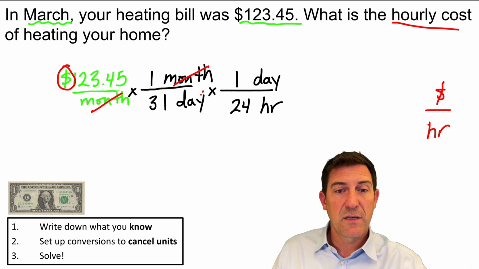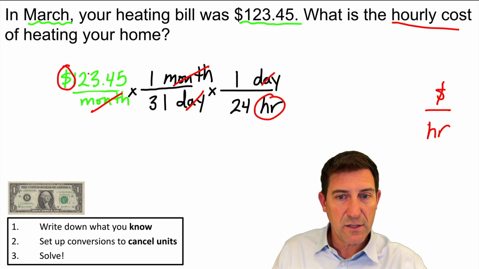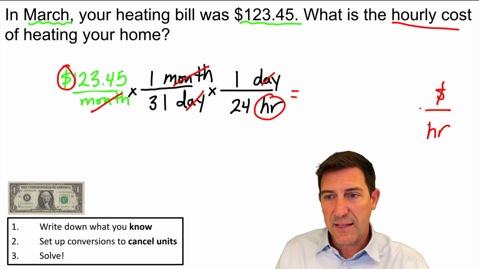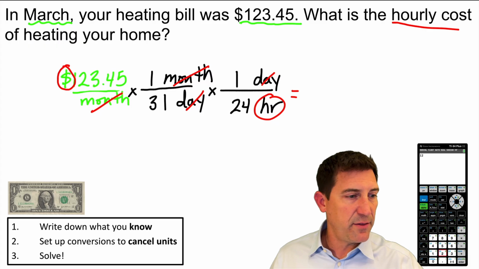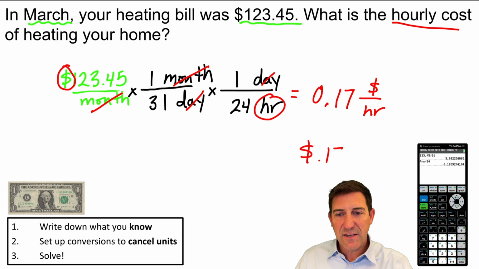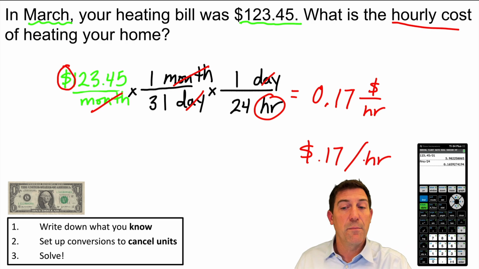So let's cancel these. And look, right now we have dollars on the top, we have hours on the bottom, and that's what I wanted my answer in. $123.45 divided by 31 days, enter, divided by 24 hours gives me 17 cents per hour to heat my home in the month of March.